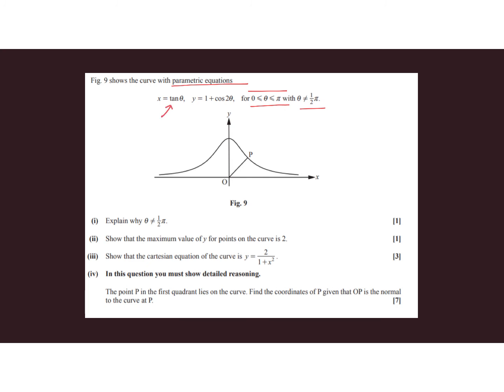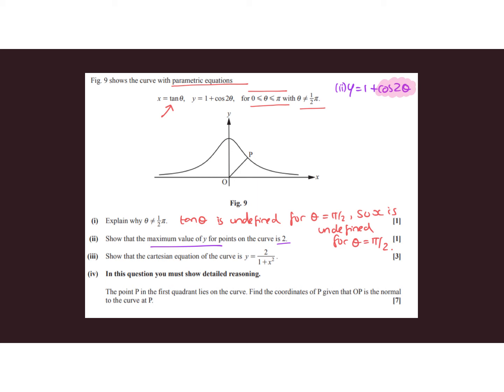Well, it goes straight away to here, and we can see that tan theta is undefined for theta = pi by 2, so x is undefined for this value. So that's why we disallow theta = pi by 2. Now, part 2, show that the maximum value of y for points on the curve is 2. Well, y = 1 + cos 2 theta. We know that the cosine function here takes a maximum value of 1.